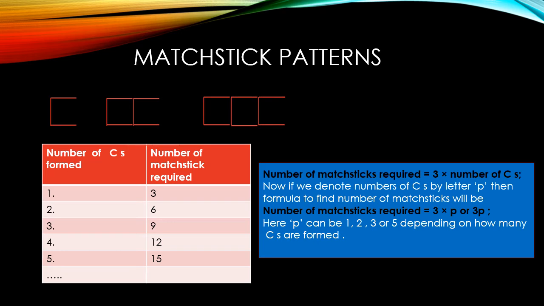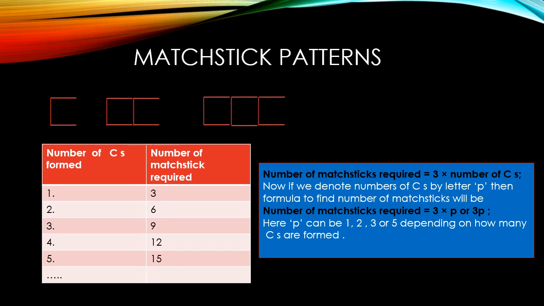Matchstick pattern for letter C. Now see the pattern: for 1 C, 3 matchsticks are required, for 2 C's, 6 matchsticks are required, for 3 C's, 9 matchsticks are required, and for 4 it will be 12, for 5 it will be 15. So we will create a table: the number of C's formed and the number of matchsticks required.